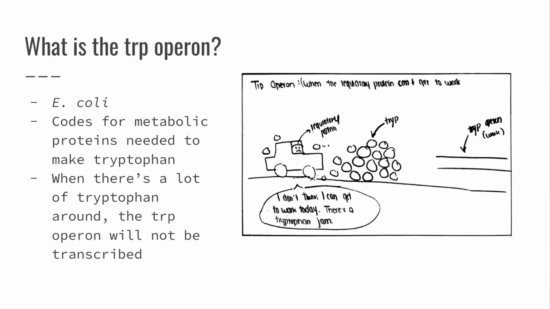So what is the trp operon? It's an operon in E. coli that codes for metabolic proteins needed to make tryptophan. And when there's a lot of tryptophan around, the trp operon will not be transcribed. Here's a little cartoon to help you remember that the car can't get by to transcribe trp because there's too much trp already in the way. Yeah, it goes from metabolic protein to tryptophan, and doesn't do it if there's something in the way. Exactly.